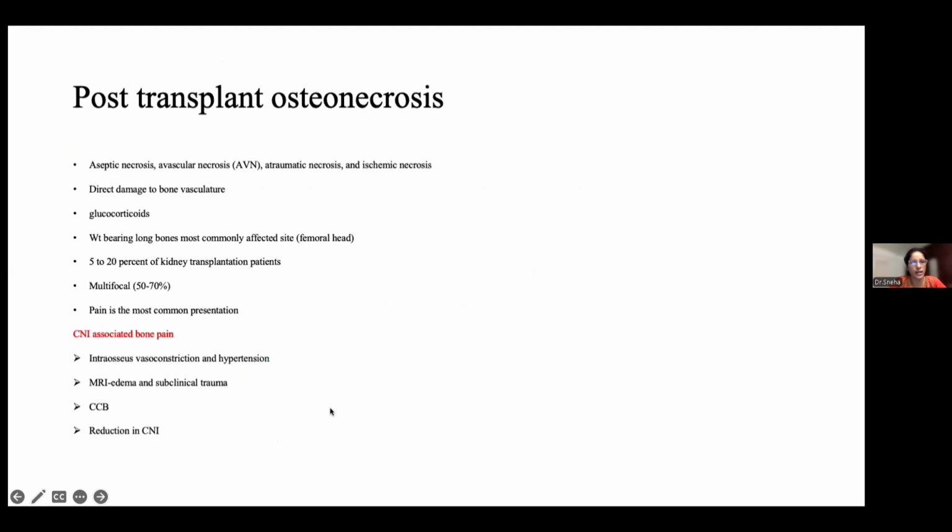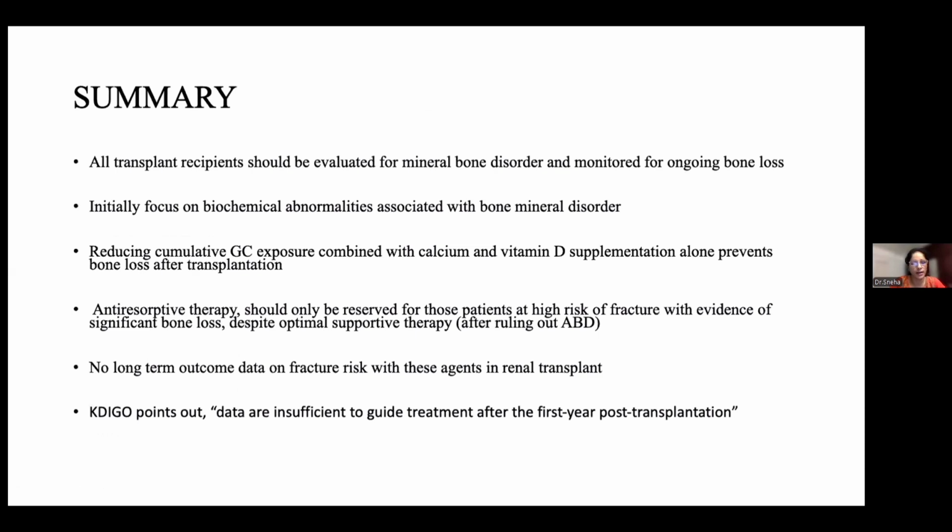A few words about post-transplant osteonecrosis. This is avascular necrosis. Just one slide only, sir. This is because of direct damage to bone vasculature, mainly by the glucocorticoids. The weight-bearing long bones are usually affected. Femoral head is the most common site. And in the transplant population, it is usually multifocal. In 50 to 70%, pain is the main presentation. Also, CNI can cause bone pain, because of intraosseous vasoconstriction and hypertension. MRI will show edema and subclinical trauma. CCB can be added, and reduction in CNI is the treatment.